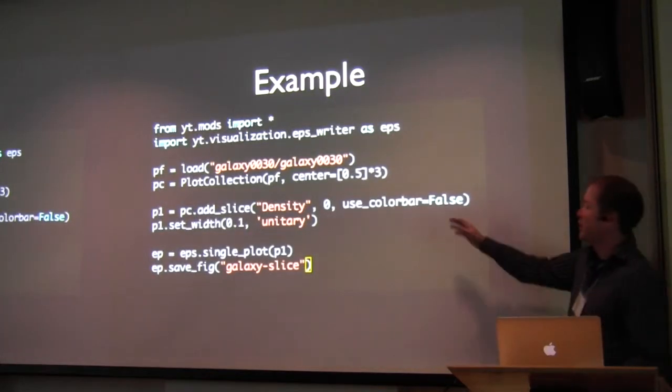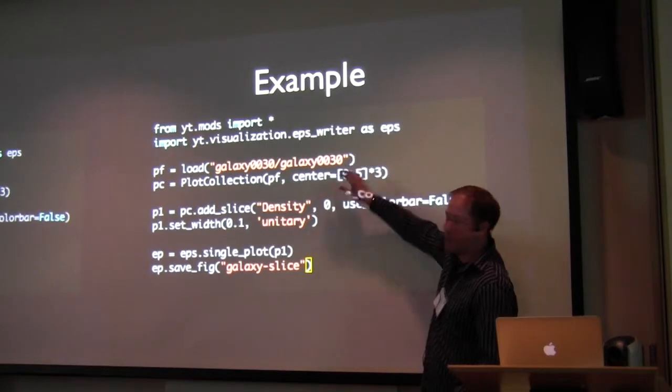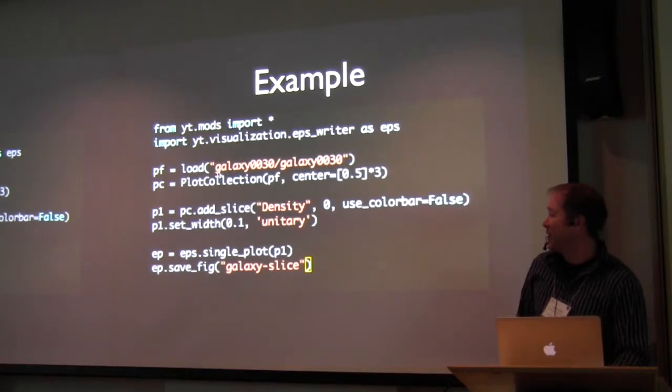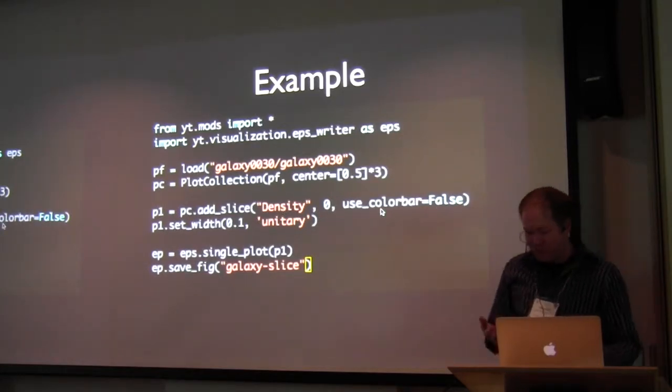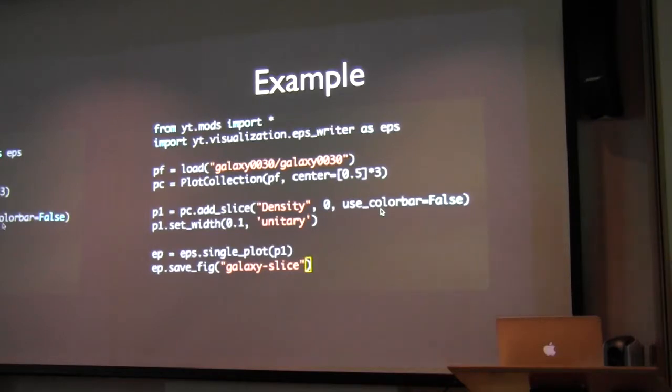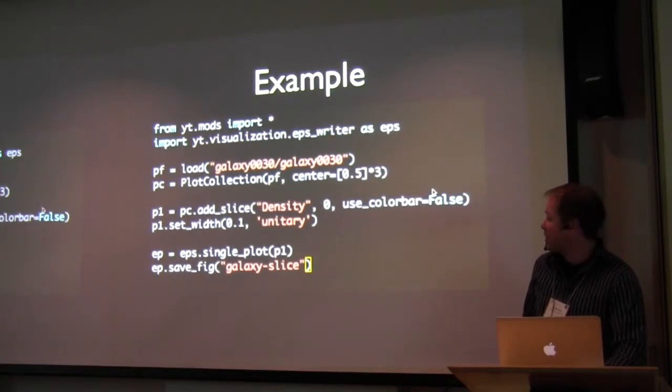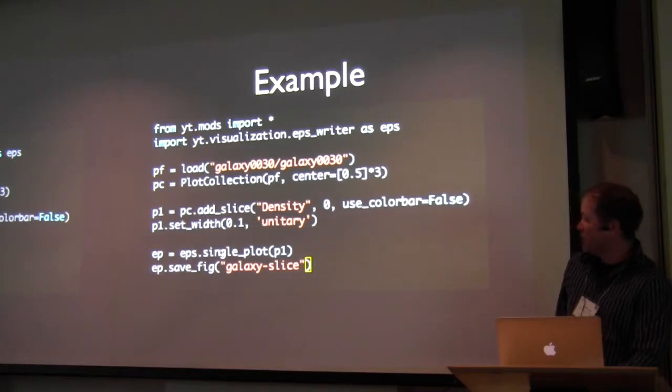This is what we've been going over for the past 2 days. So we load the data set, make our plot collection, and add a density slice. Something important, because all we want is the image, and we want to use this external package to create the color bar and anything in the axes that we want to do. So we don't want YT to create the color bar, so we have to specify: don't create the color bar, don't put it on the side of the image. We set the width, and it gives back a plot instance as P1, and all we need to do is feed this object into this call, single plot.